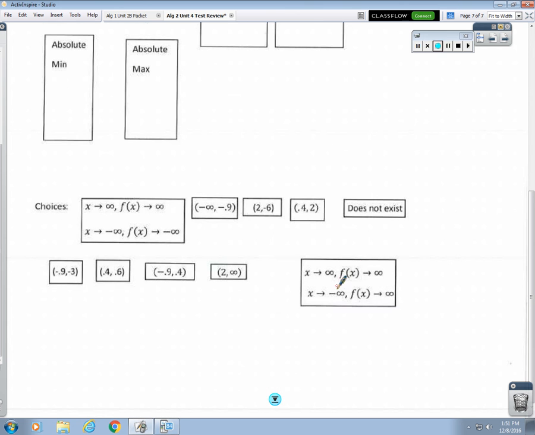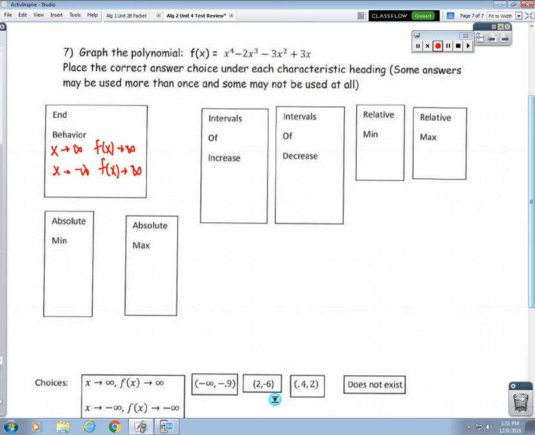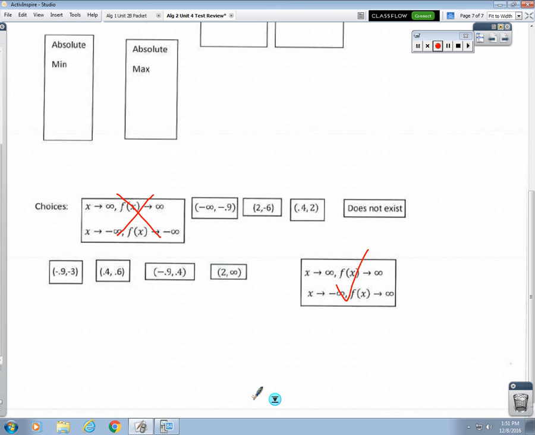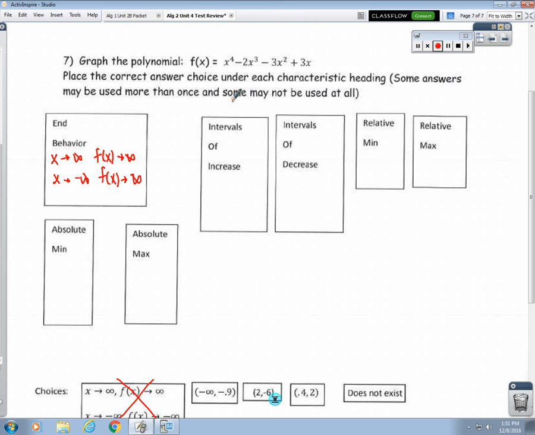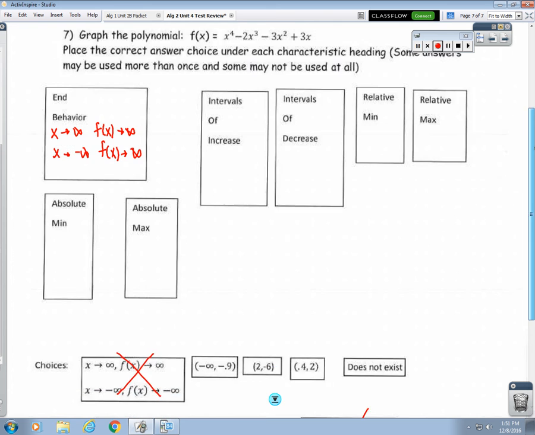Okay, so we use this box, and think about it. Isn't this also end behavior? And there's no other end behavior on here, is there? So we're not going to use that one. It says up here that some may not be used at all.